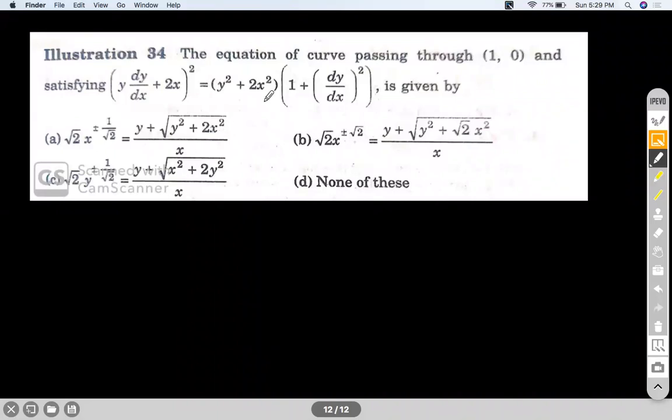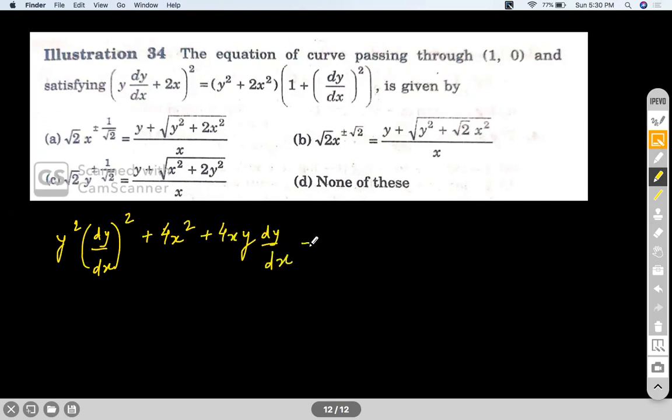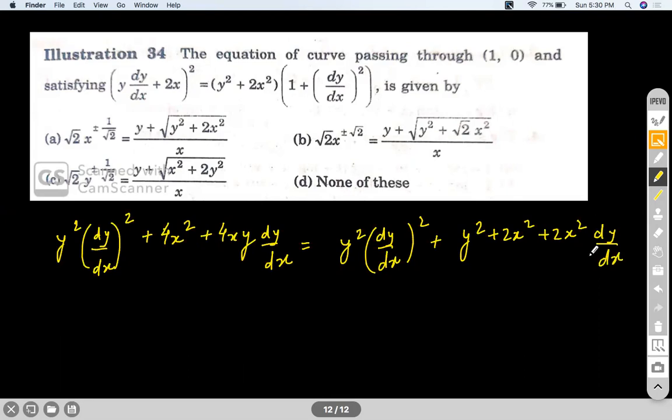All right, so let's look into this question. The equation of the curve passing through (1, 0) and satisfying this differential equation is given by which of the following options, right? Now here you have been given a complicated looking differential equation. So what we'll do first, we'll expand it. When you expand it, it becomes y square (dy by dx) the whole square plus 4x square plus 4xy dy by dx, and on the right hand side we'll end up getting a y square (dy by dx) the whole square plus y square plus 2x square plus 2x square (dy by dx) the whole square.